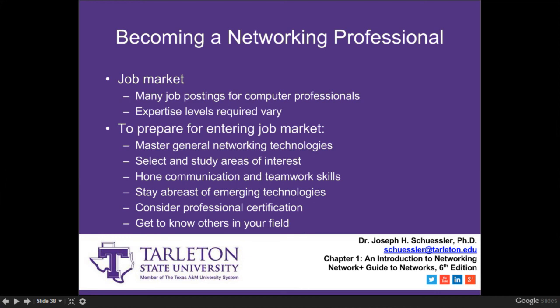So how do you get into this field? This is an exciting field. Information systems is really cool. Networking in particular, I really like. I think this is one of the really cool areas. Networking and security is kind of where it's at for me.